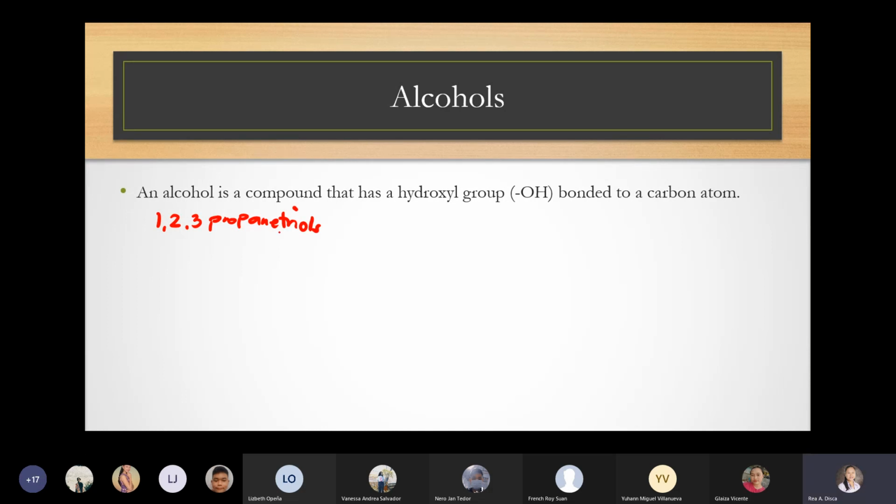Okay, how many carbon if we say that we have a propane? We have 3, ma'am. Okay, very good. 3. So we have 3. So we will be having your C, C, C. Now depending dito sa ating name. So 1, 2, 3.